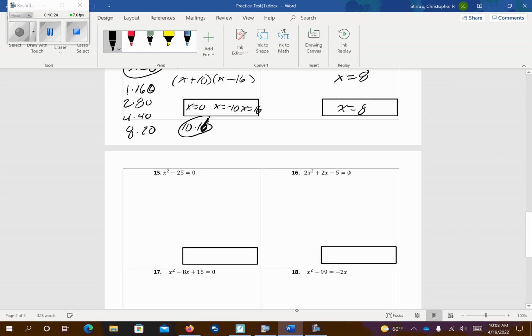All right, this one we can go ahead and add the 25 to the other side. Take the square root. Don't forget the plus minus. So plus or minus 5, that's my answer. And then this problem, I'd probably use the quadratic formula on.